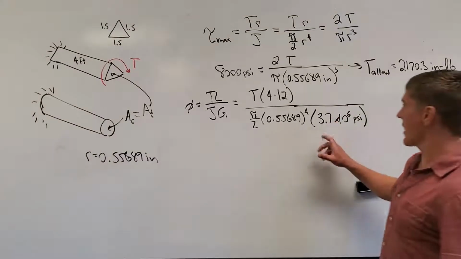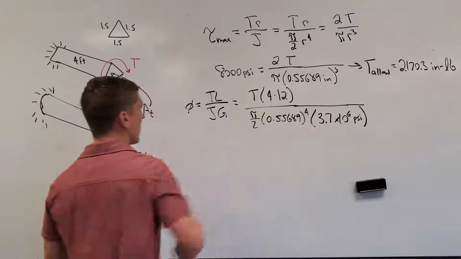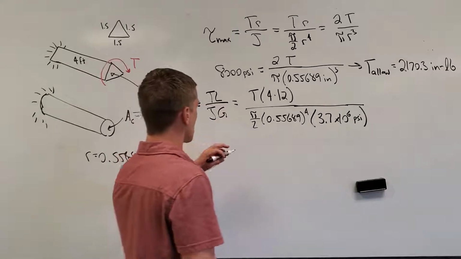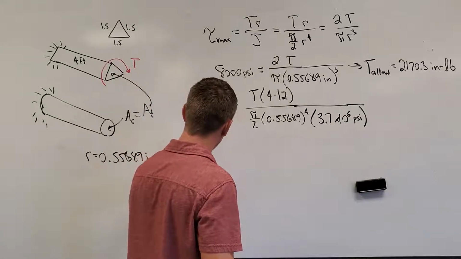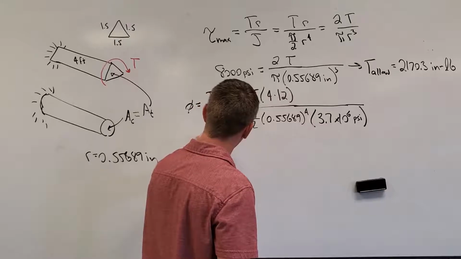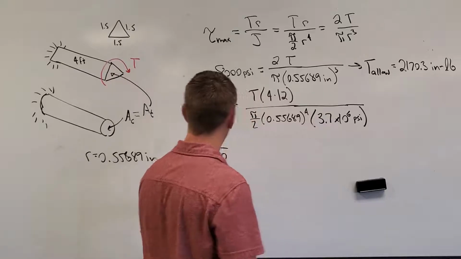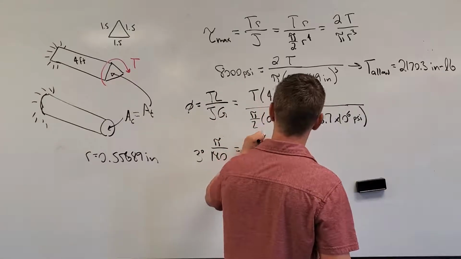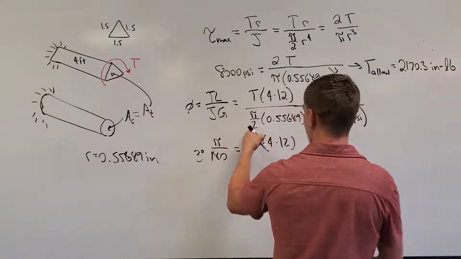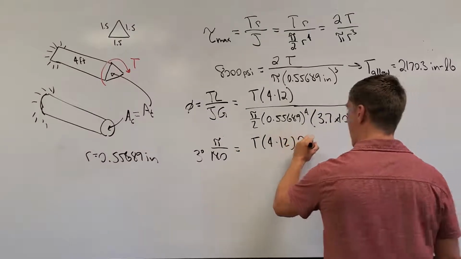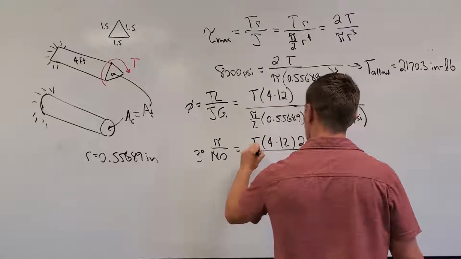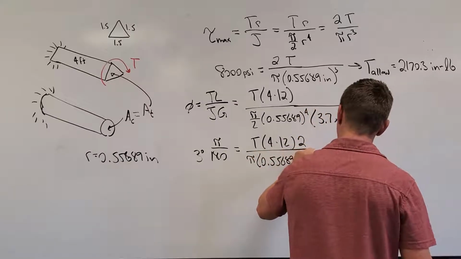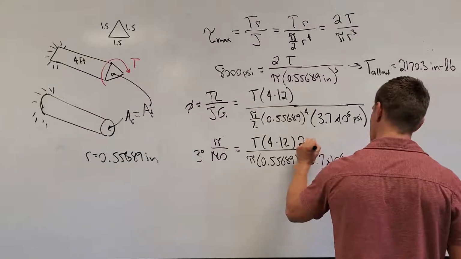Okay, so we know everything on this right side of the equation but T. We have to then equate it to, once again, our 3 degrees. So we have our 3 degrees times pi over 180 in order to convert it to radians. It's going to be equal to our T. We have a 4 times 12. I'm going to bring this pi over 2, I'm going to bring the 2 up top. And we have a pi times 0.55689 to the 4 times 3.7 times 10 to the 6.